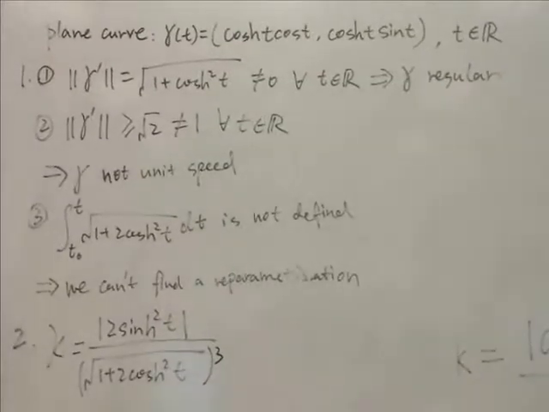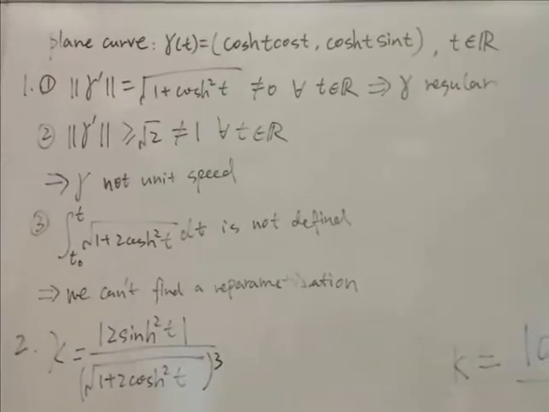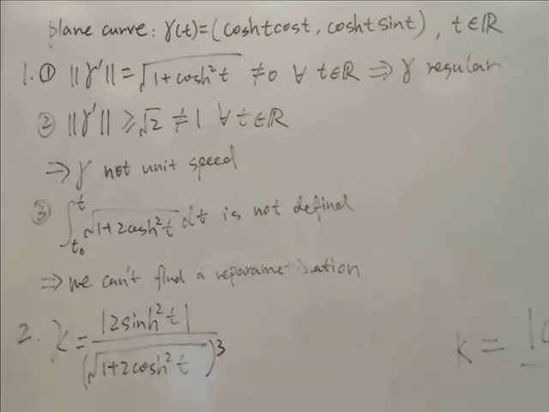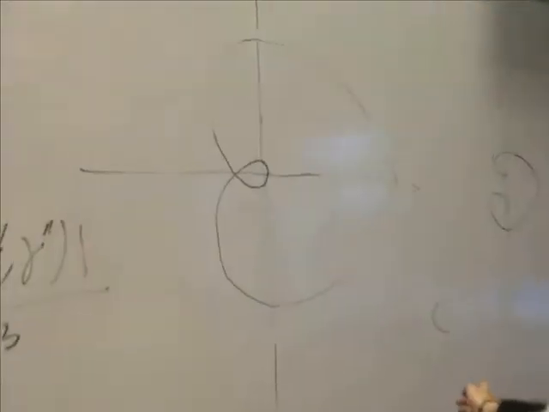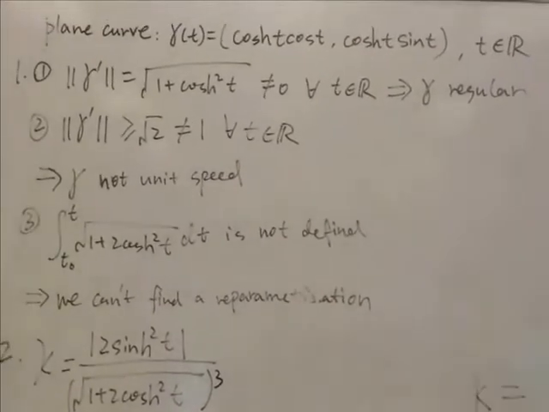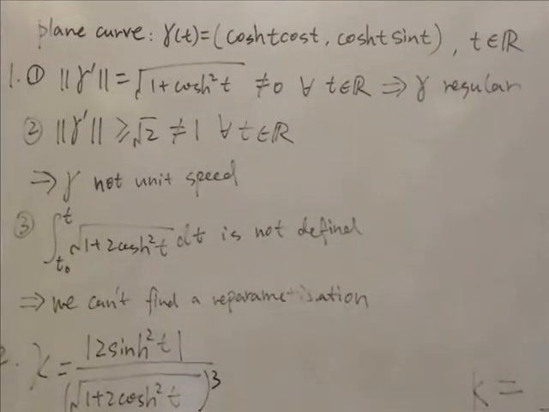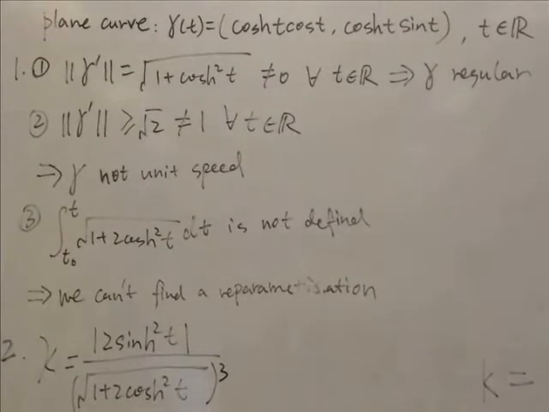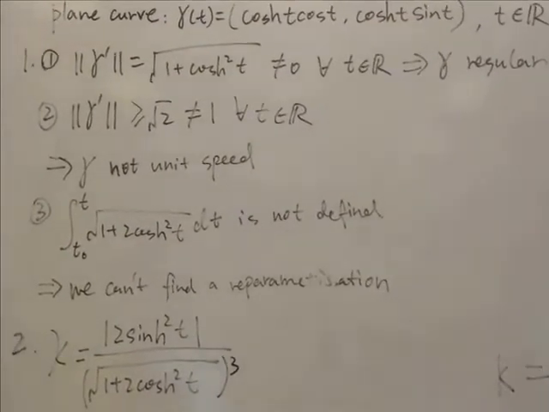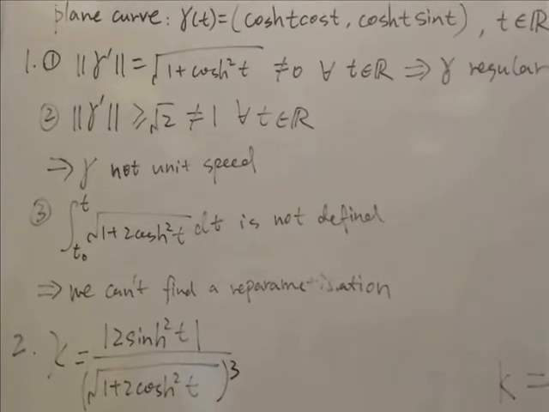Here is our plane curve, gamma(t) equals (cos t cos t, cos t sin t), where t belongs to the real numbers. This is the graph for this plane curve. So what is a curve? A curve is a smooth map gamma from (alpha, beta) to R^2, where alpha is less than beta less than infinity. For a curve, the tangent is the first derivative of gamma, and it depends on the choice of the parametrization.